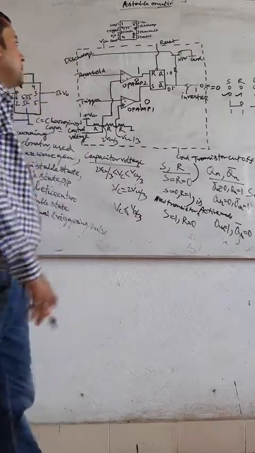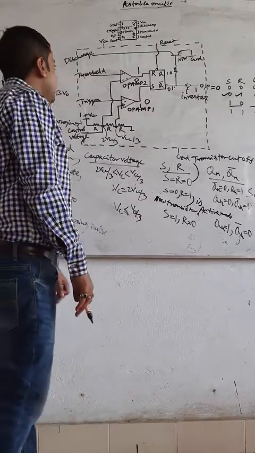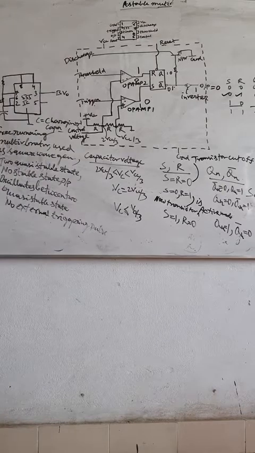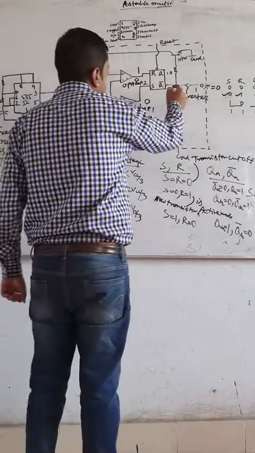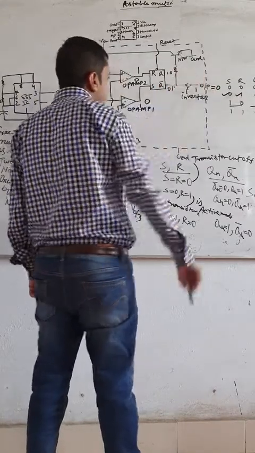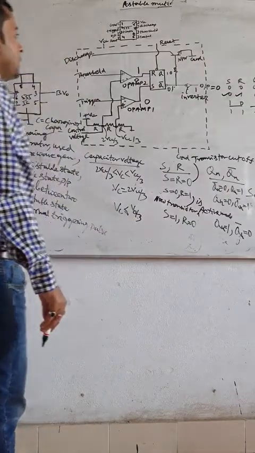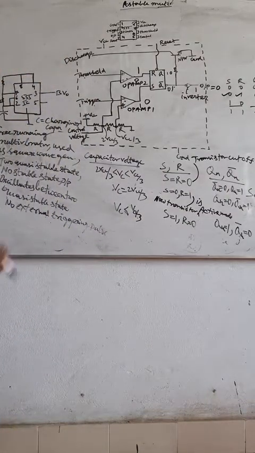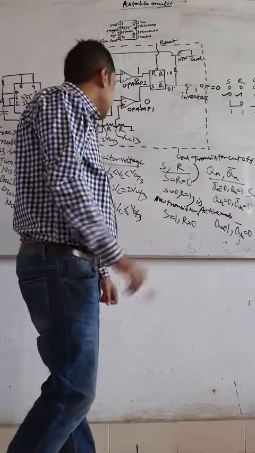Transistor is in active mode means the capacitor will start discharging through the discharging path. Qn bar is equal to 1 means the output will be logic 0. The output is logic low, and the capacitor will start discharging.